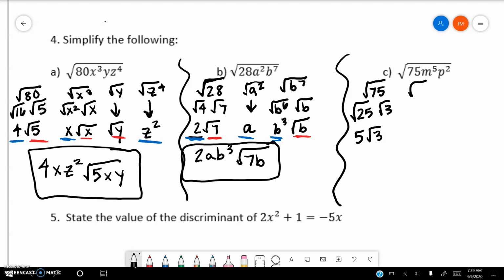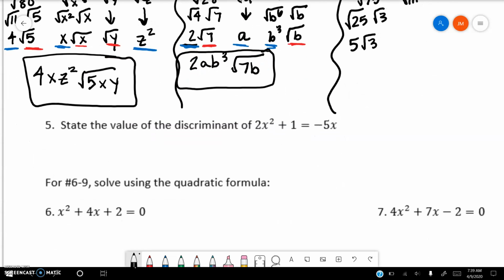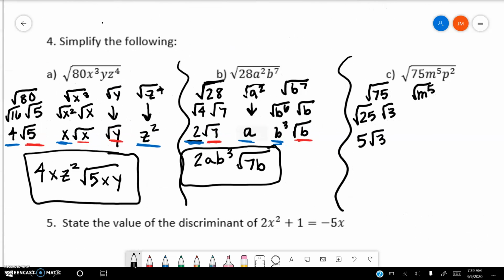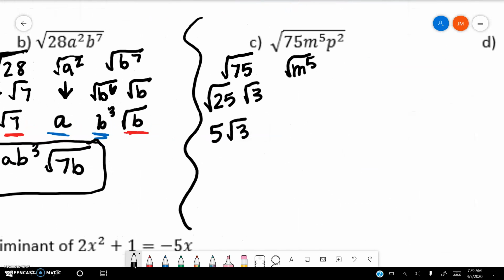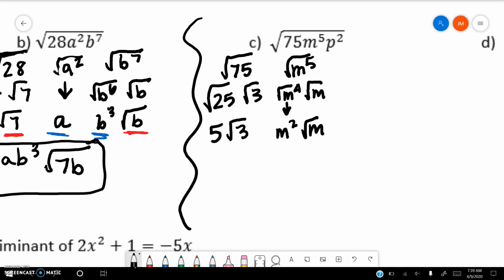Then you have the square root of m to the 5th, and this is odd. So now you're going to have the square root of m to the 4th, because we always want one that's one less, and then the one that's left over. This m to the 4th is going to just become an m squared, not in a square root anymore, and the square root of m gets brought down. And then you have the p squared. Since this is even, we just cut it in half, and we're left with a p.